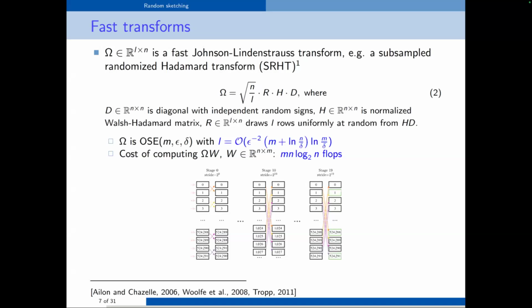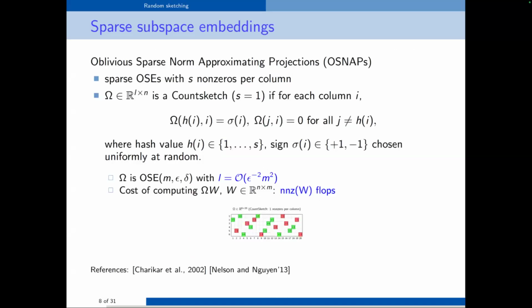And the third class of transforms that we can pick are called sparse subspace embeddings. In this class of matrices, what we do is that we generate independently each column of the matrix, and then for each column, we pick uniformly at random locations where we'll have non-zeros, and then these entries will be plus or minus 1 with probability 1/2. If we only pick only one non-zero, then this is called count sketch, but we can pick up to 4, 8. So very often in practice, 8 works very well.